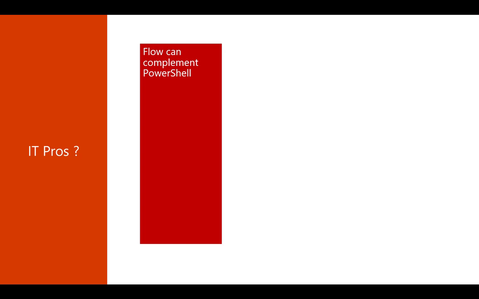IT Pros will be very interested in Flow because Flow can complement PowerShell. Sometimes long-running processes are not easy to implement in PowerShell. Flow is much better for that. So IT Pros can use both. IT Pros can also run PowerShell scripts from Flow. You can do that by running an Azure Automation Runbook, and this can run in the cloud, so your PowerShell script will be able to run in the cloud or on-prem.